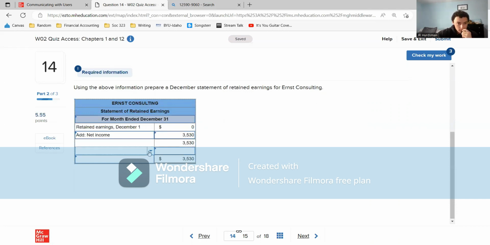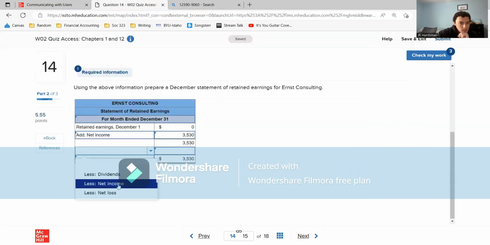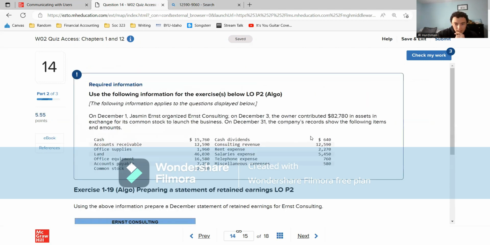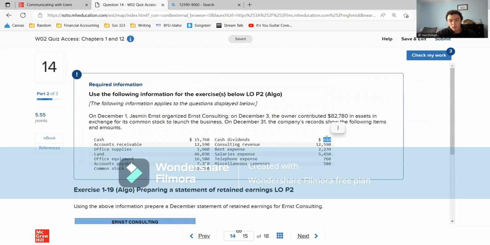Okay. And then we'll come down here and we also got to put in basically what we lost, which is the dividends. So the less, and oh, I didn't really explain why we add. We add the income because income is coming into us. It's the money we're getting, and then dividends, I don't really understand exactly what dividends are, but I do know that you subtract it in the formula. So that's why I'm putting less. And so we're gonna scroll up here and it says cash dividends. It says 640.